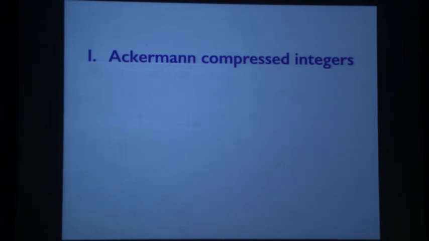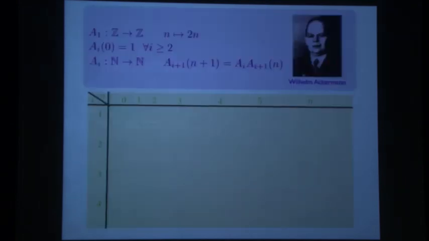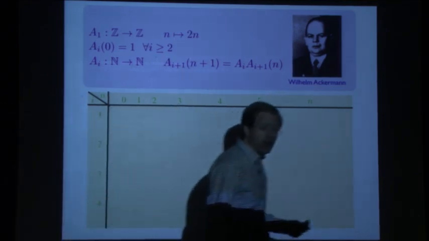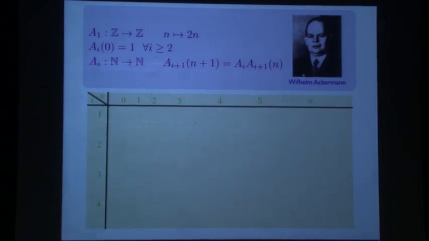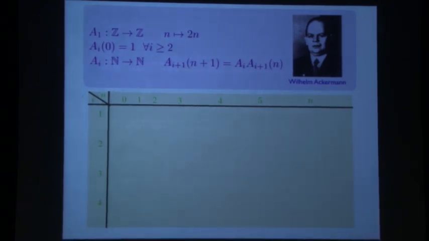So Ackermann compressed integers. I want to start with Ackermann. So this is to do with Ackermann functions. There's Wilhelm Ackermann, who was a student of Hilbert. He defined this family of functions. There are slight variations on how these things are defined, but here's one way it appears. I'll write this down on the board because we'll refer back to it a number of times. So start with the function a1, which is just the doubling function. We'll define it on the integers.